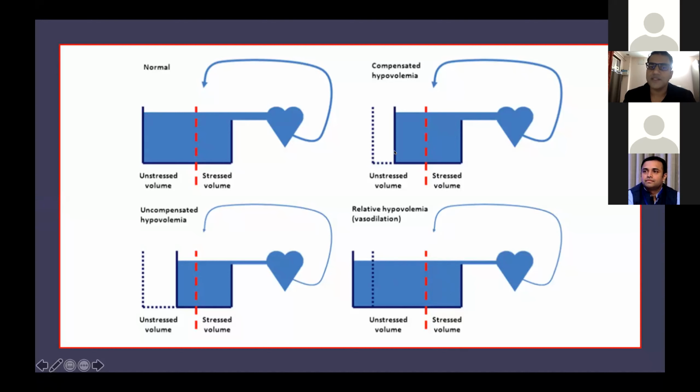It tries to compensate for some time, but when there is diffuse vasodilatation, as we discussed in the first slide of the pathophysiology of sepsis, it is the unstressed volume which is increasing and which is not contributing by any means to the cardiac preload or the cardiac output.